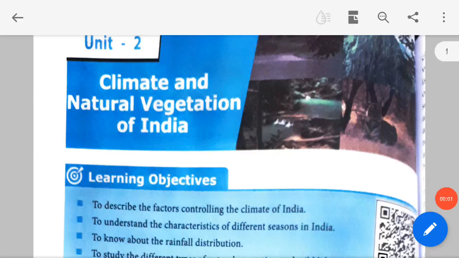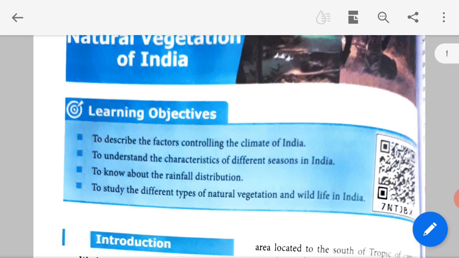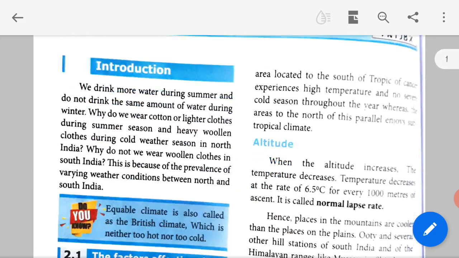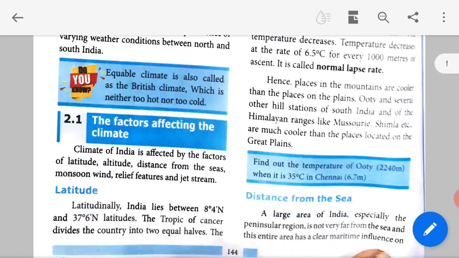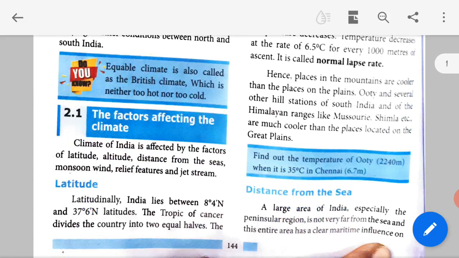So welcome students. In today's class we will be looking into geography second lesson, climate and natural vegetation of India. So we all know the word climate, right? It's an easy chapter, but you should know the map of India for this chapter to be learnt well. So as we go, we will also be discussing that.